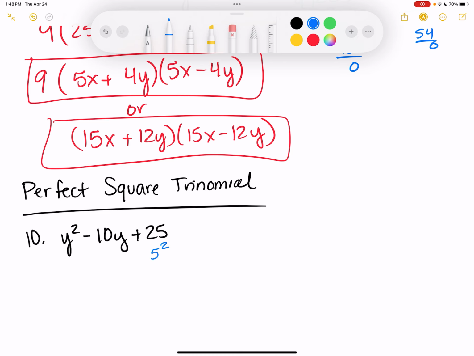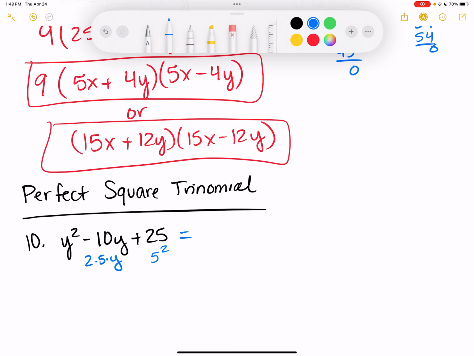And then in the middle here, it needs to be 2 times the first term times the last term. So that means 2 times y times 5, which is 10y. So that's good. This is 2 times 5 times y, which means that that's, in fact, a perfect square trinomial. Again, I'm not requiring that you write that part. I just want you to see that that's why this is.